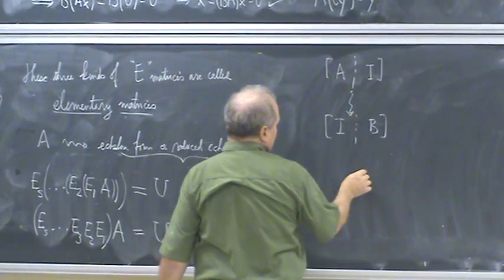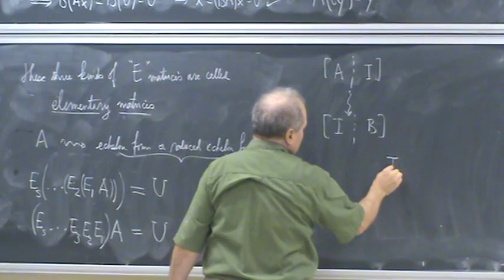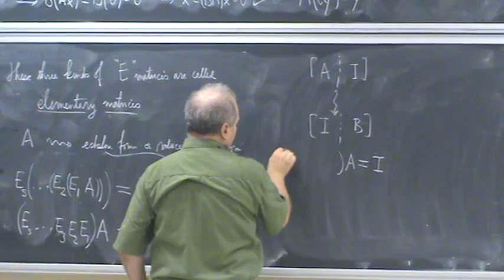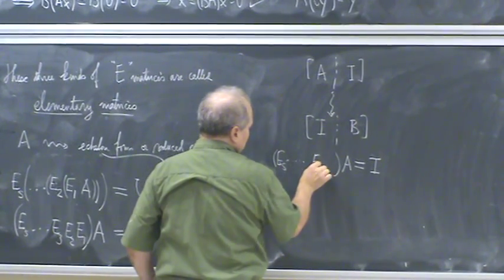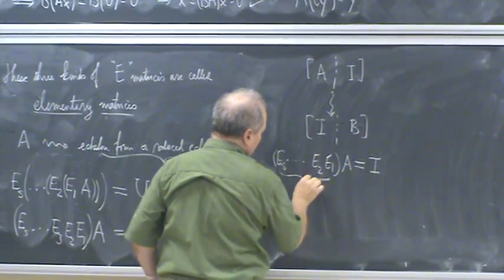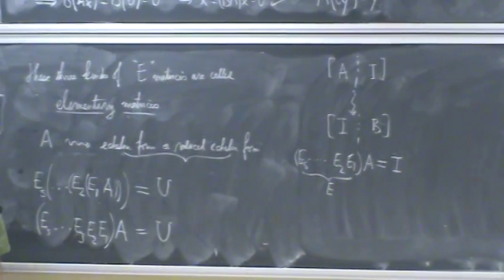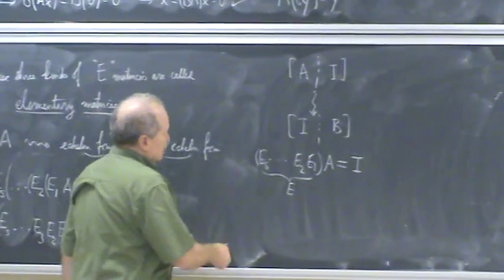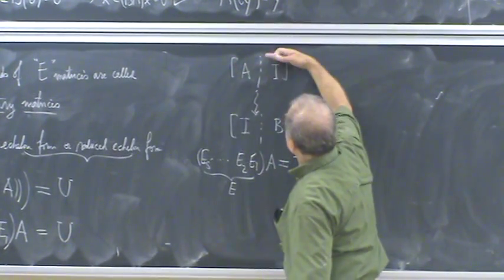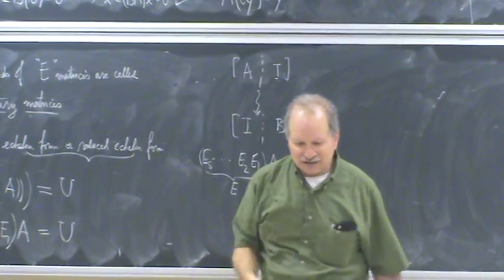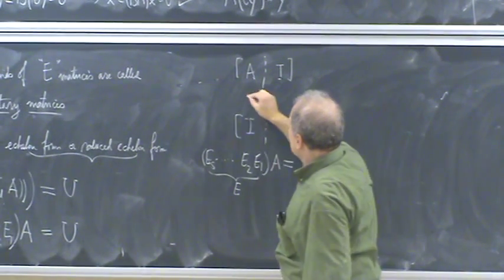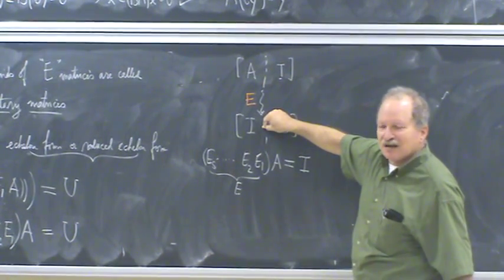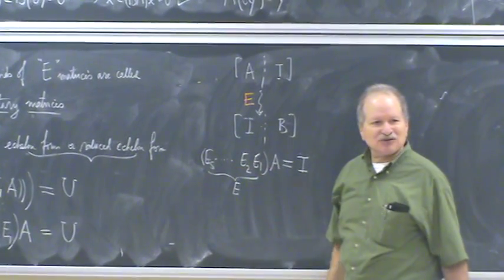So I have the identity is what I get when I start with A and I do this product of E's. I'm just going to call that capital E for short. It's a product of little e's. So what did I do? I multiplied this monster matrix by all those E's together. That means all the row operations were effected by multiplying by the product of these elementary matrices.